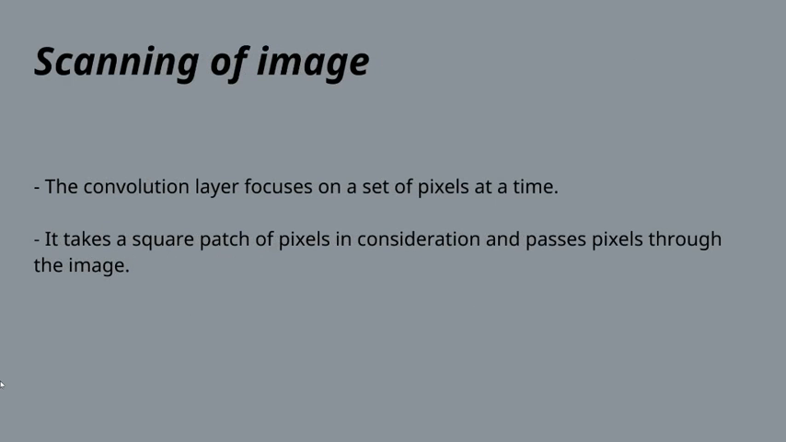The pixel values are fed into the layers. Now the scanning of the image. This is the main part. How scanning works: the convolution layer focuses on a set of pixels. It considers a square patch, or we can say a filter, and moves it through the image. I'll show you the whole thing in the next slide.